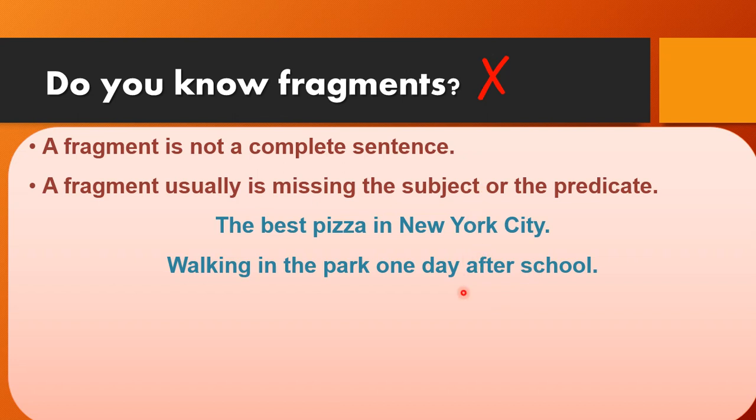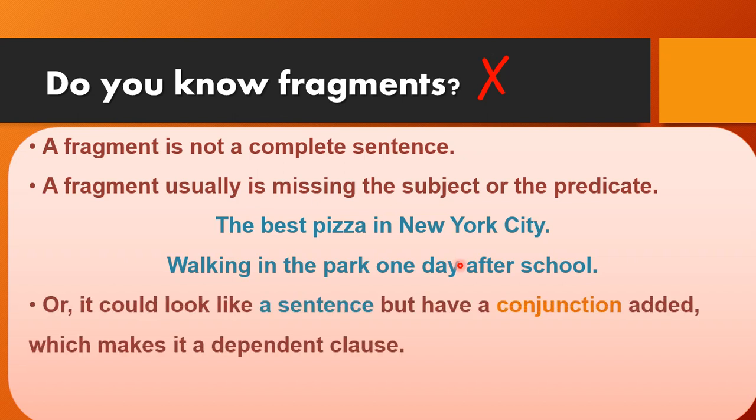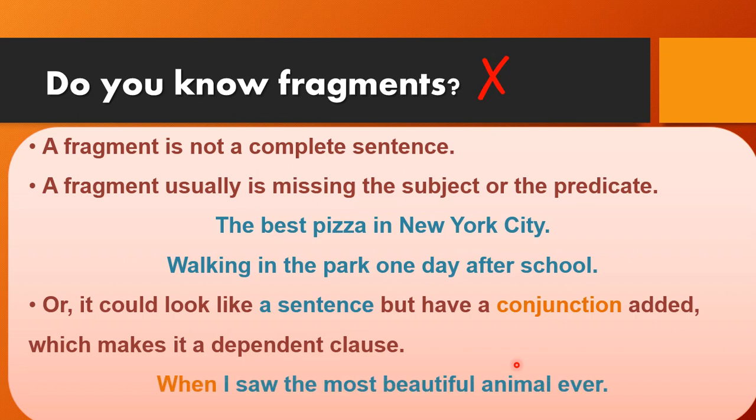Those two sentences are not actually sentences, they are fragments. They are a part or a piece of a whole, bigger sentence. Or sometimes the fragment could take the shape of a sentence, but it has a conjunction added or preceding it, forming something called a dependent clause, like this one: When I saw the most beautiful animal ever. If you read it as it is, you will find that it's missing something. It doesn't give me a complete thought.